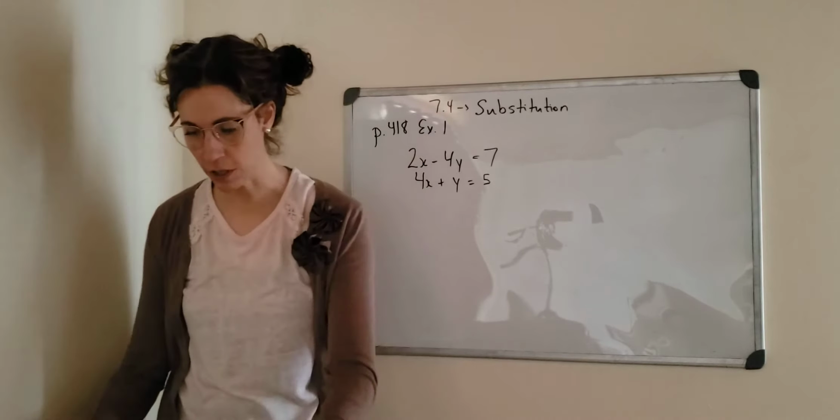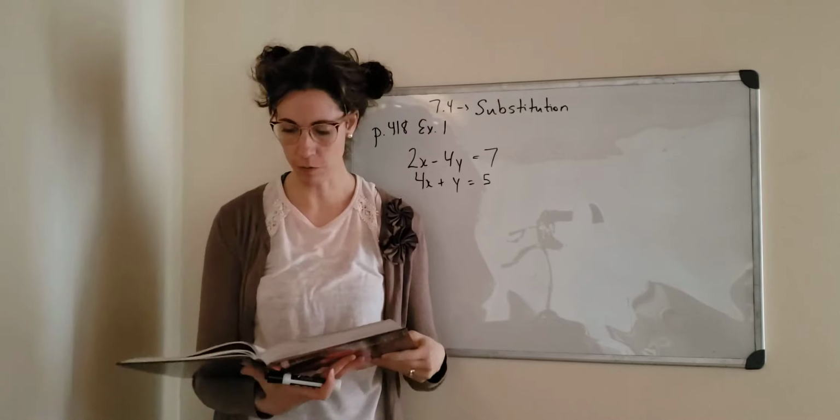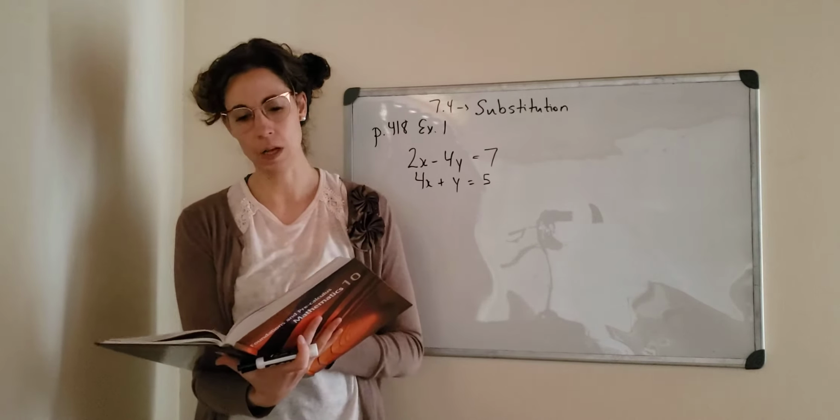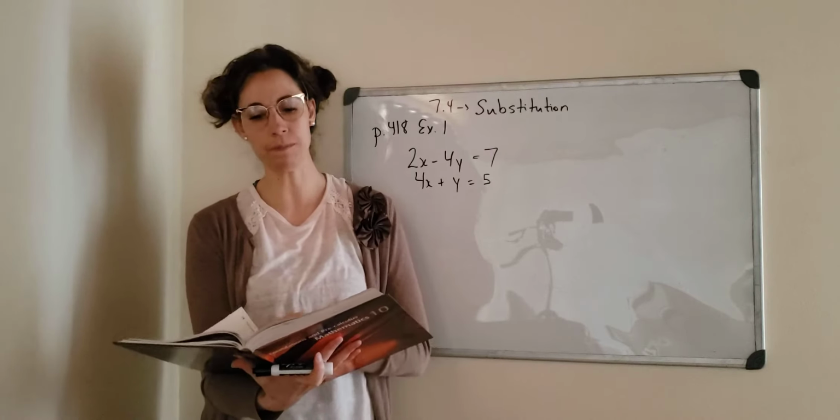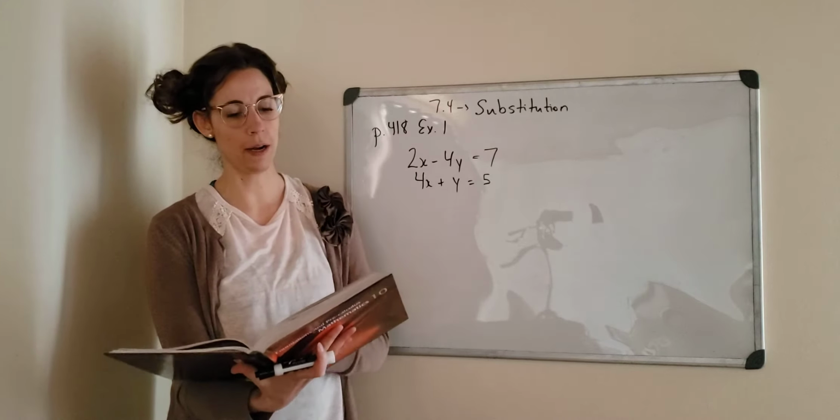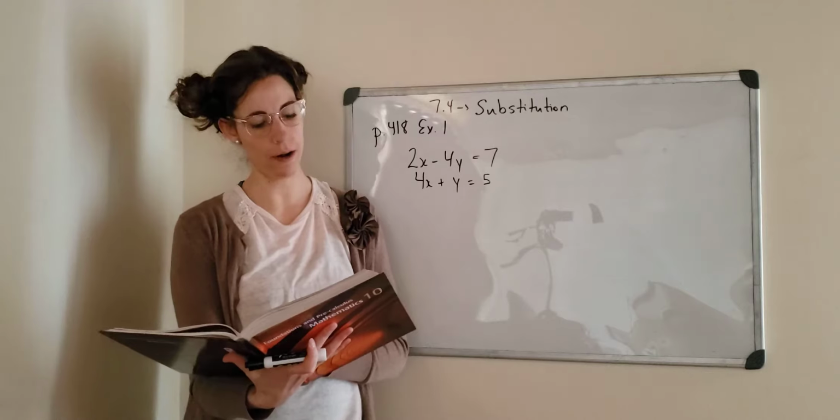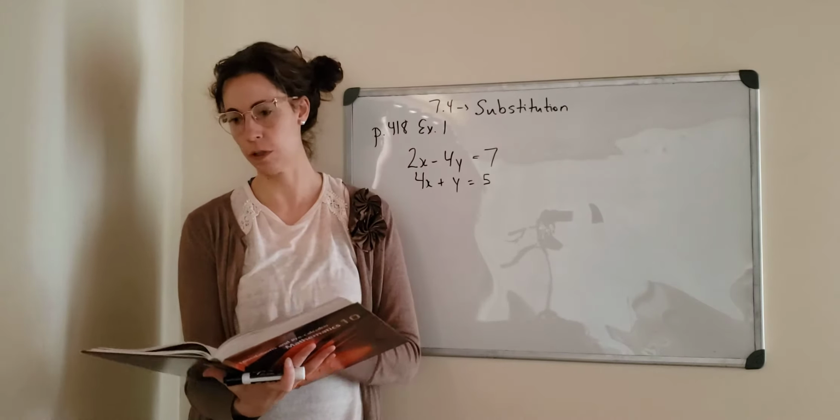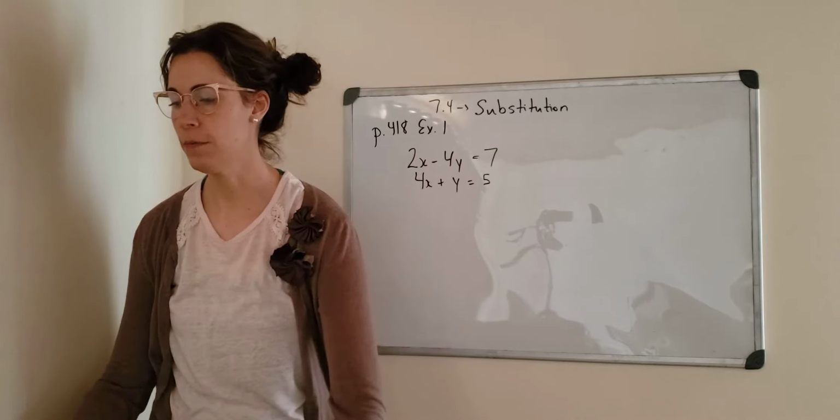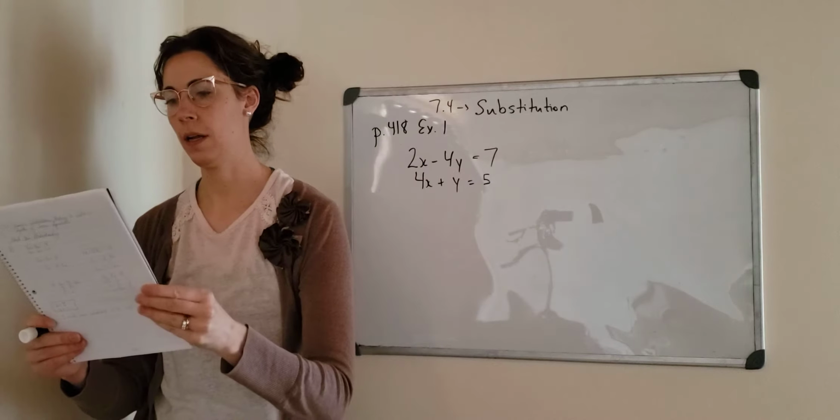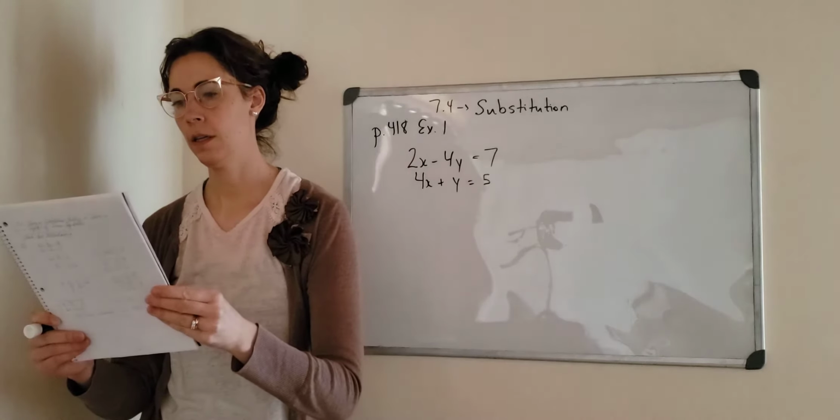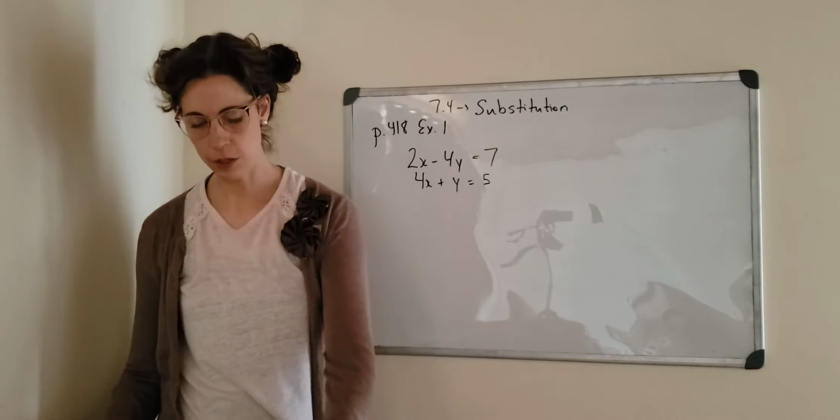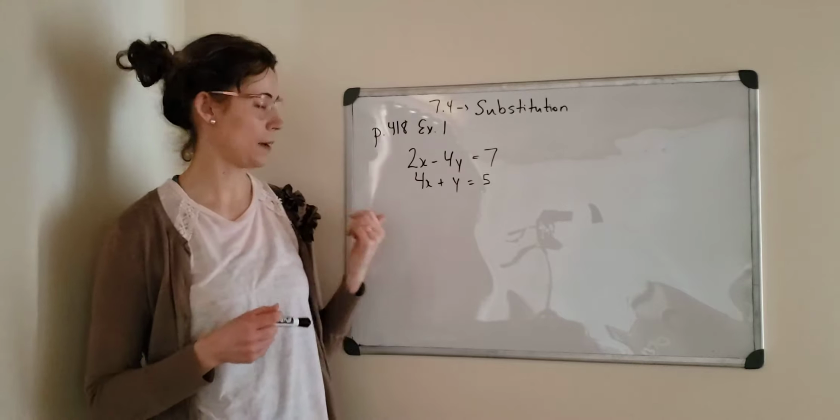If you want to turn your books to 416, you can read over 416, 417, which basically gives you a little background on substitution. Today we're going to go over example 1 on page 418 and check your understanding on 418. We'll do those two together. And I think number 6 as well, we'll do that. So let's turn to page 418, example 1.